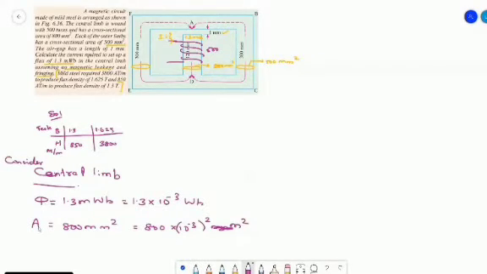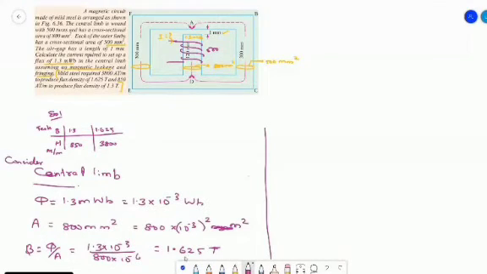And now when A is known and phi is known, it will be easy for us to find the flux density, which is nothing but phi by A. How much? 1.3 into 10 to the power minus 3 divided by area of cross section, that is 800 into 10 to the power minus 6. So you will be getting around 1.625 Tesla. Okay, now the data is available to us. So for B is equal to 1.625, how much is the H? It is already given in the question, that is 3,800. Okay, so in this case, H will be 3,800 from the given data.